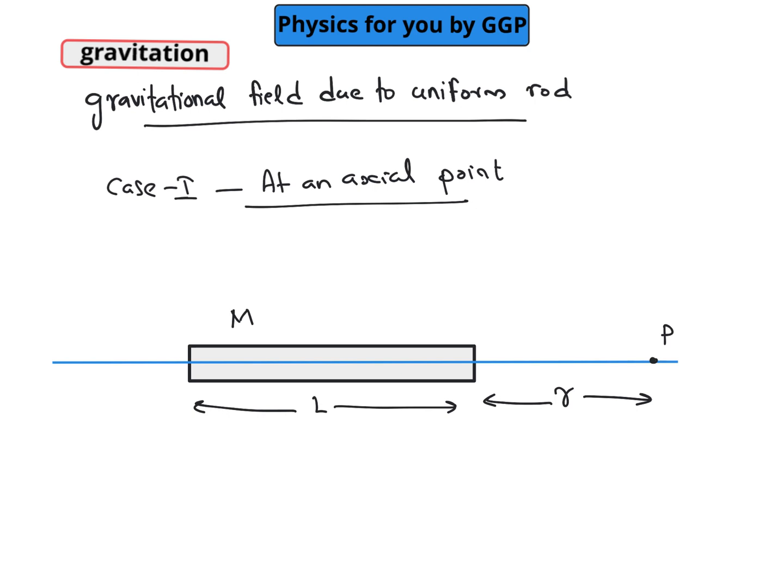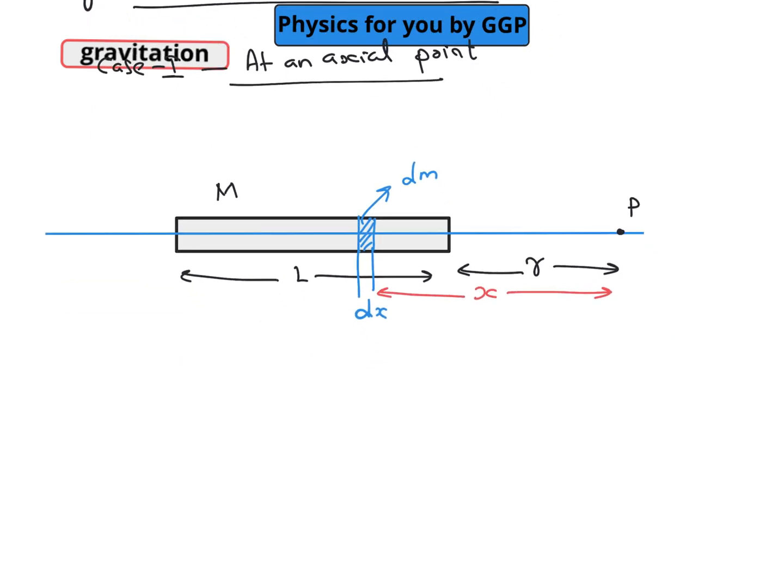As it is an extended body, for the calculation purpose we can consider a small element over here. Take a small element of mass dm, and the width of this small element is dx, and this small element is at a distance x from point P. First we can write the value of gravitational field at point P due to this small element of mass dm. Representing it as dg, we can write it as G dm divided by x square.